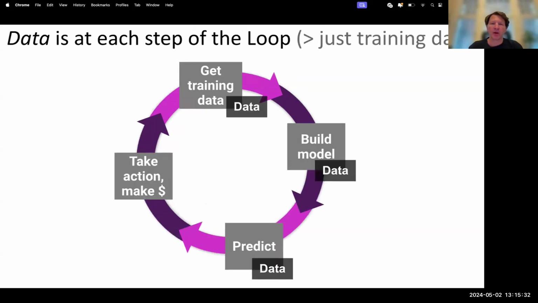Okay, so a key thing here is that there is data at each step of the loop. So often when we talk about data, people immediately assume that it's only about training data, right? But once you take that training data to build that model, you take the raw training data, you clean it. Now you've got cleaned training data. That's also data. Then you often construct feature vectors depending on the AI modeling technique. That's data. And then you train the model.